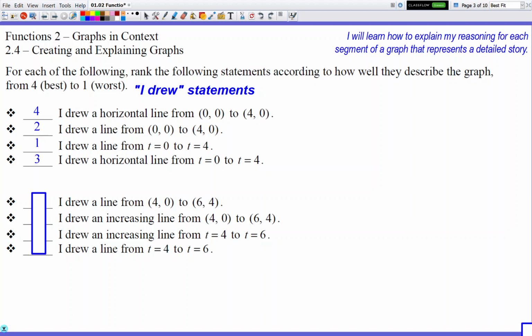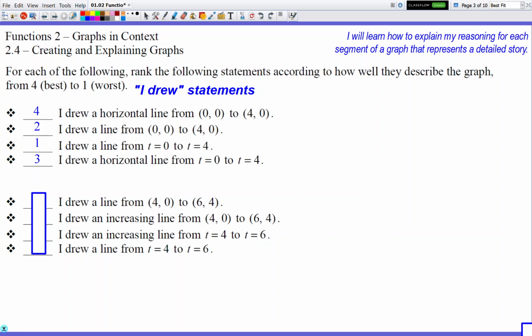So, "I drew a line from 40 to 64." "I drew an increasing line from 40 to 64." "I drew an increasing line from t equals 4 to t equals 6." And last one, "I drew a line from t equals 4 to t equals 6." So which one do you think is the best one? The one that tells us information about the line, and it also tells us where to find it on the graph. Which one does those two things? Tells us information about what the line looks like and where to find it.